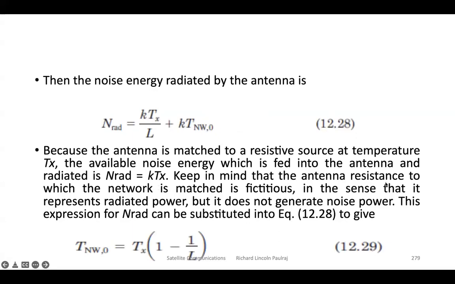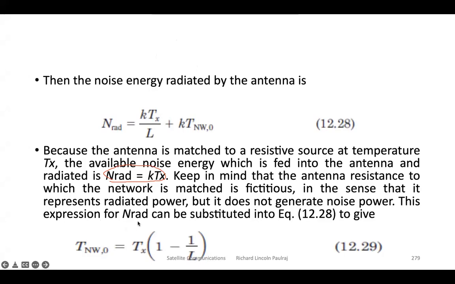Keep in mind that this antenna resistance to which the network is matched is fictitious, which means this may not be the only term. There can be something else also, right? So if I say it is only equal to this, that's not the truth, as we know that losses can be happening due to various factors. So I cannot say it is just K into Tx, in the sense that it represents radiated power, but it does not generate noise power. So here we are only concentrating on radiated power.